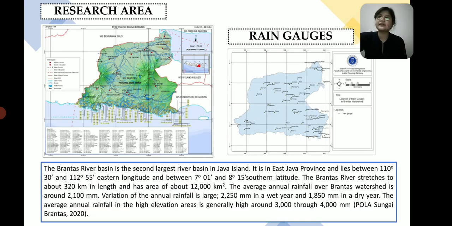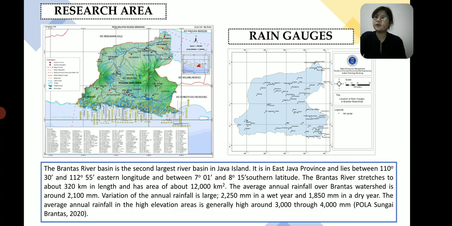Next is about the research area. The Brantas River Basin is the second largest river basin on Java Island. It is in East Java province, and the Brantas River stretches about 320 km in length and has an area of about 12,000 square kilometers. The average annual rainfall over Brantas is around 2,100 mm.